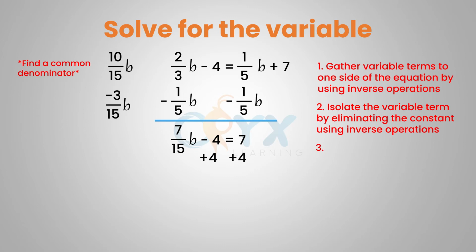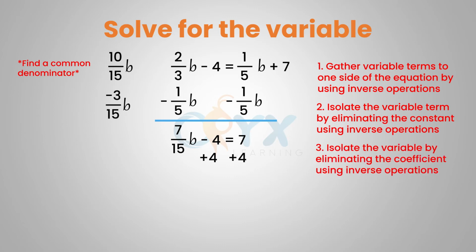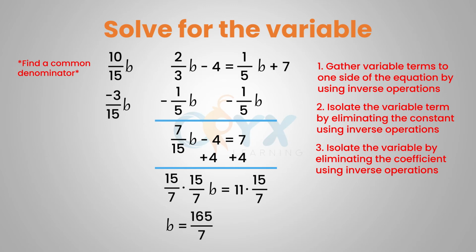And then my last step is to isolate the variable by eliminating the coefficient using inverse operations. So the inverse of multiplication is division, so I can divide by 7/15, which is the same as multiplying by the reciprocal, that multiplicative inverse. So I can multiply both sides of the equation by 15/7, leaving me with 165/7, or as a mixed number, 23 4/7.